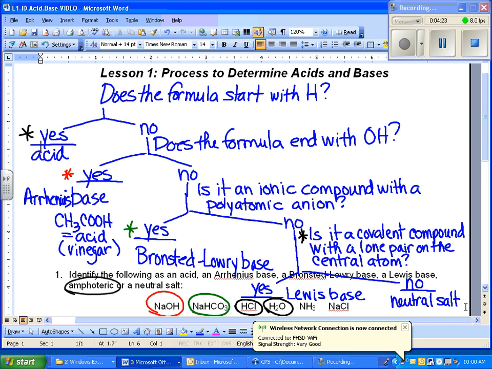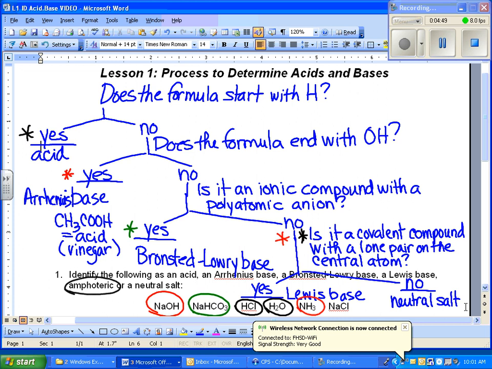Let's go to NH3. NH3, does it start with H? No. Does it end with OH? No. Is it an ionic compound? No. Then we're going to ask ourselves, is it a covalent compound with a lone pair on the central atom? If you do the structure of NH3, you will find that nitrogen has a lone pair of electrons. NH3 would be called a Lewis base.